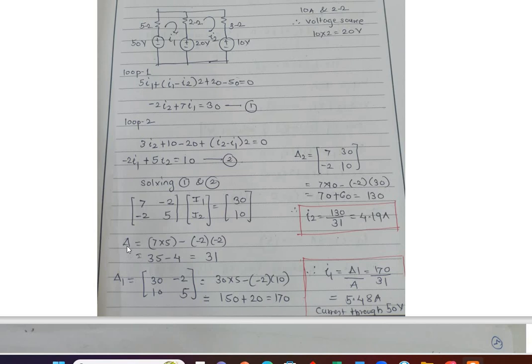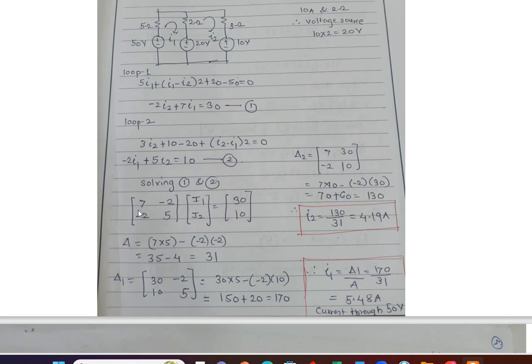So first step is we want to find out delta. So this will be cross multiplication, 7 into 5 minus 2 into minus 2. So this is 7 into 5 minus 2 into minus 2. So resultant will be 35 minus 4, that is 31.